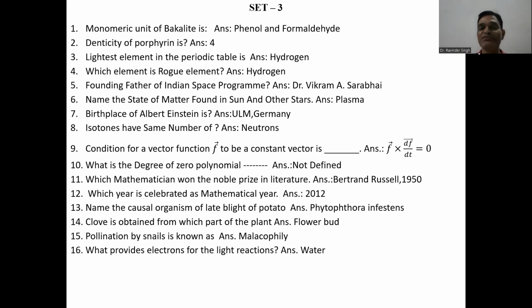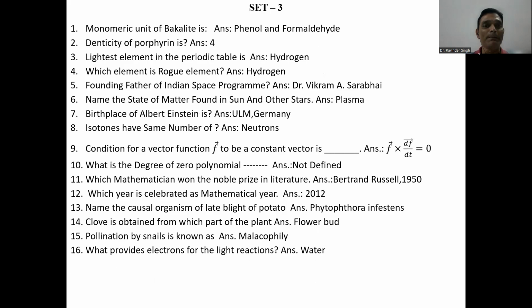Monomeric unit of the bakelite is phenol and formaldehyde. Denticity of the porphyrins, answer is 4. The lightest element in the periodic table is, answer is hydrogen. Which element is called as the Raghu element? Answer is hydrogen. Founding father of the Indian space program is, answer is Dr. Vikram A. Sarabhai.